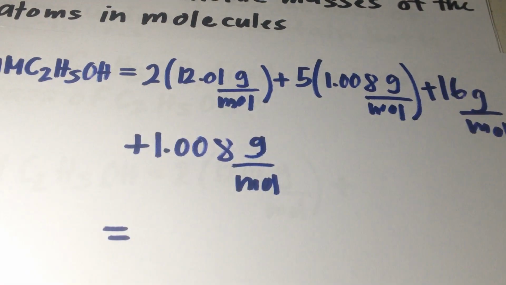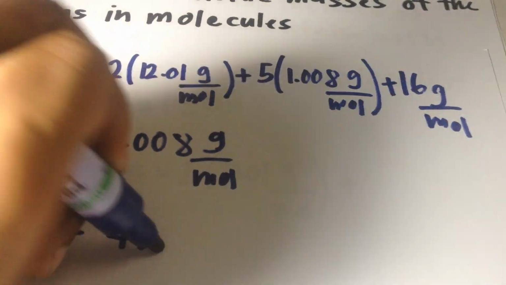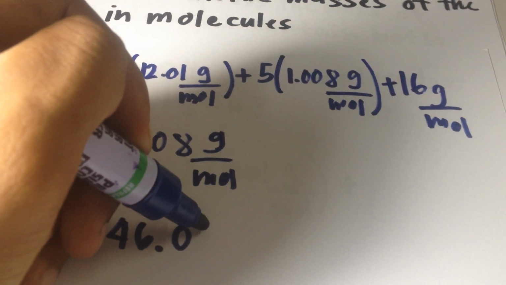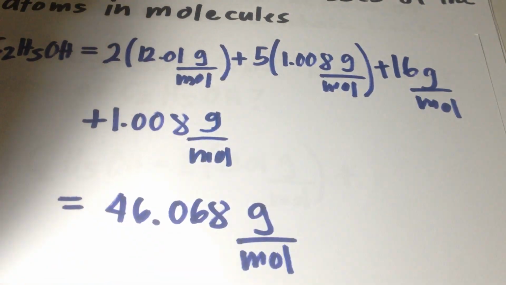equals 2 times 12.01 plus 5 times 1.008 plus 16 plus 1.008, which equals 46.068 grams per mole of ethanol, C2H5OH.